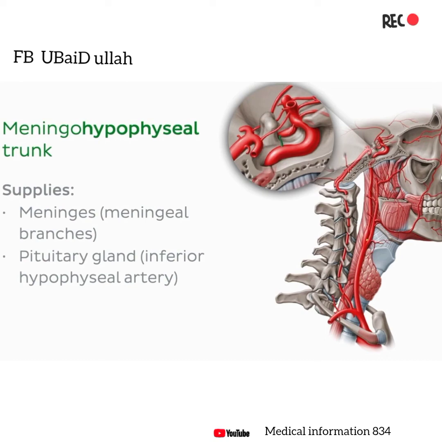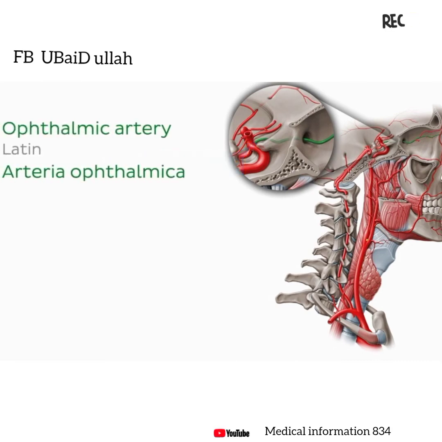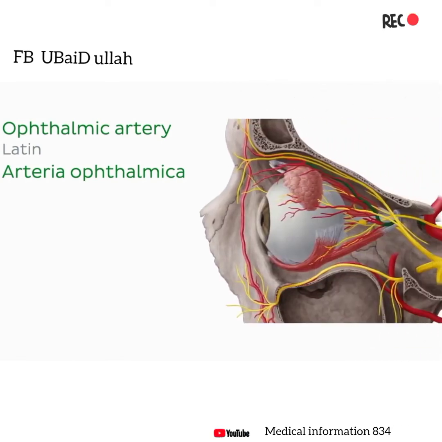Let's continue on now to the C6 or ophthalmic segment and look at one of the more prominent branches of the internal carotid artery, which is the appropriately named ophthalmic artery. This vessel arises after the internal carotid artery exits the cavernous sinus and medial to the anterior clinoid process. It courses anteriorly through the optic canal, accompanying the optic nerve, and enters the bony orbit.